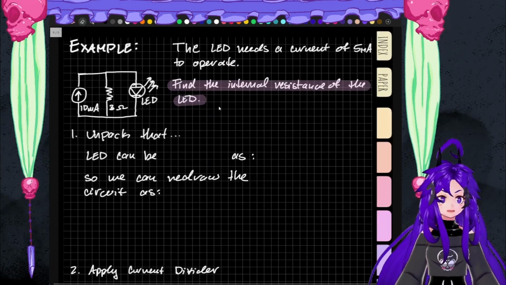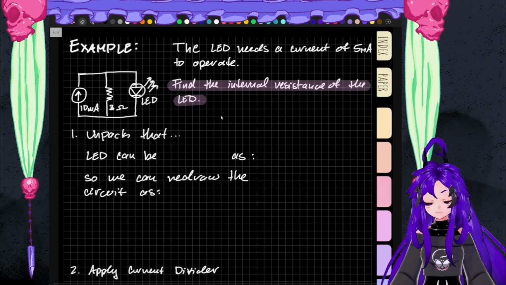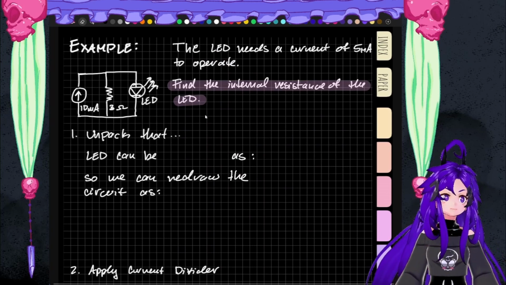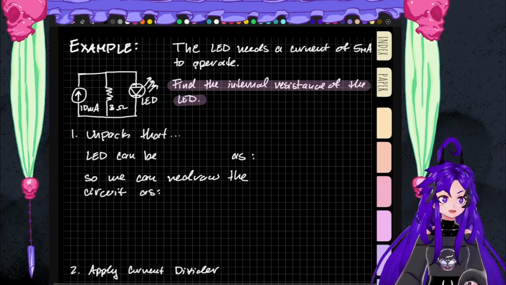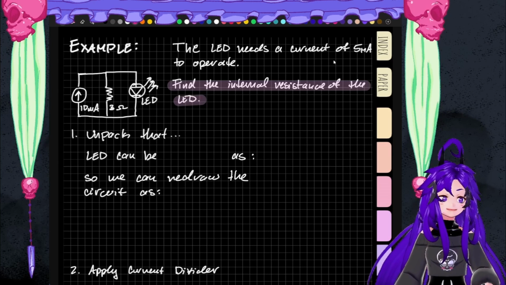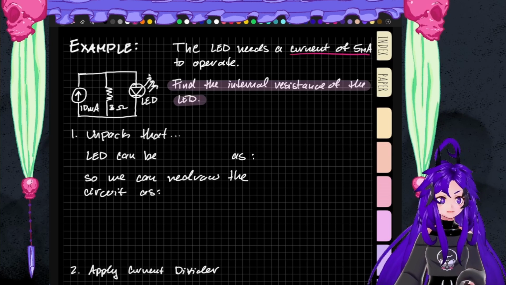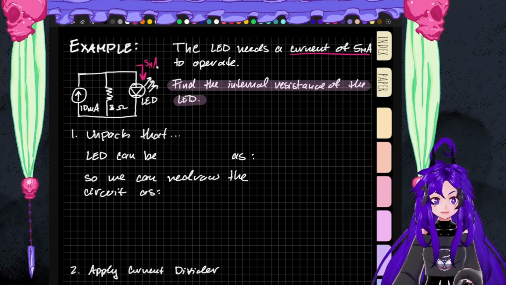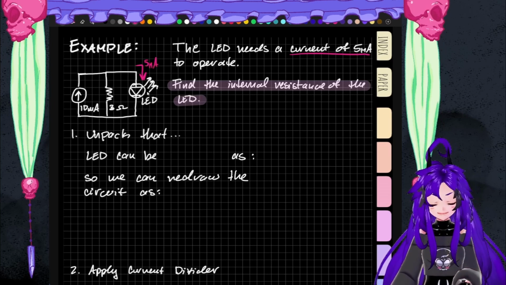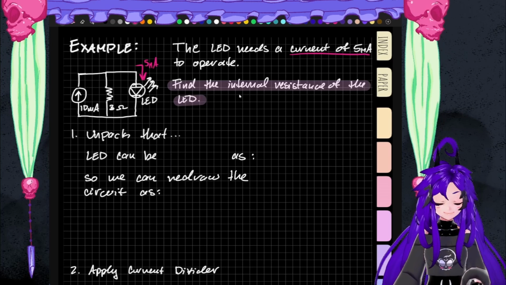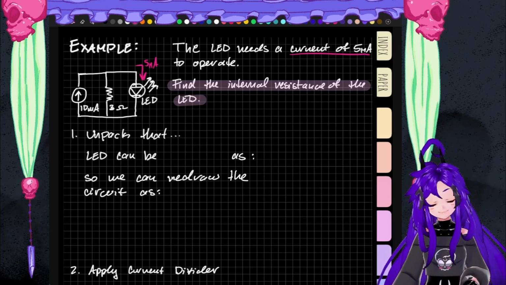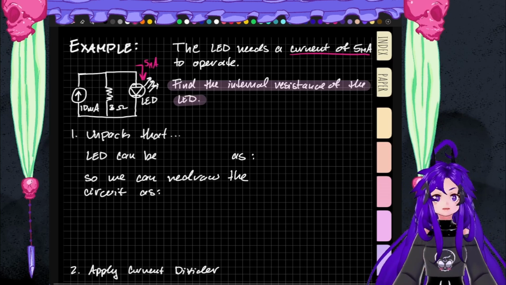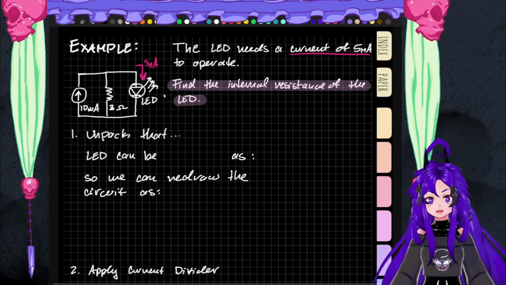So let's look at another example, the current divider example. In this case, we've got an LED. The LED needs a current of 5 milliamps to operate, so this I has to be 5 milliamps. And this is an LED, and I apologize, these arrows mean that it's emanating light.